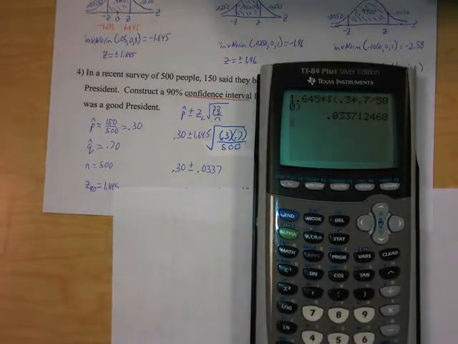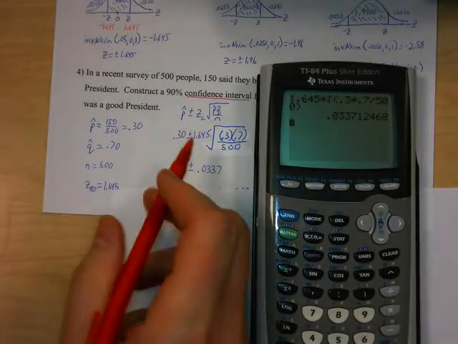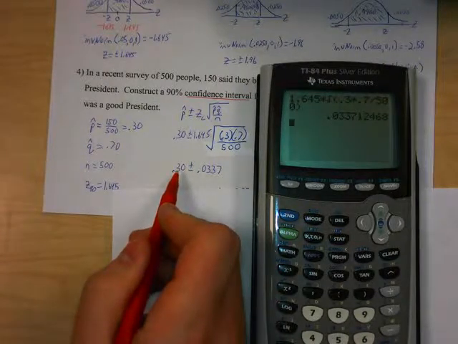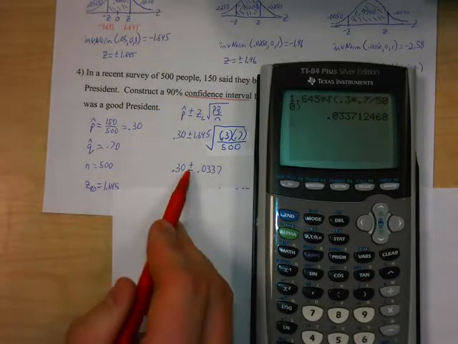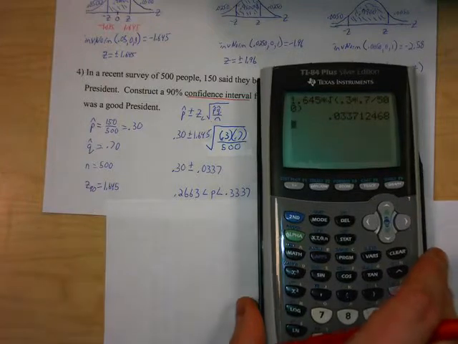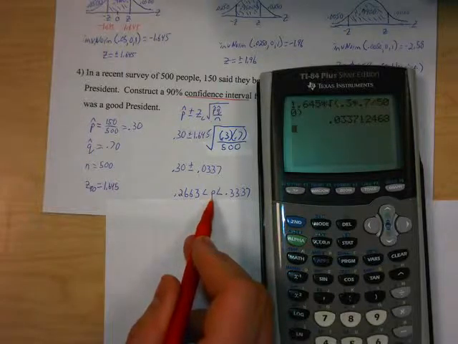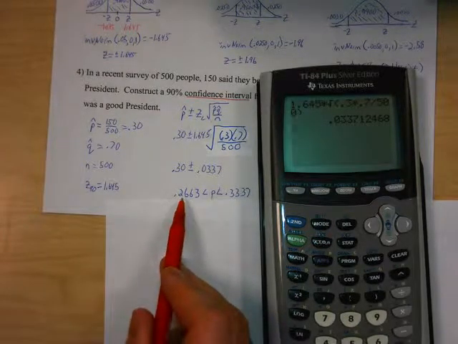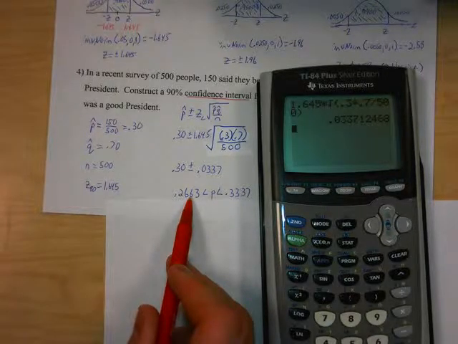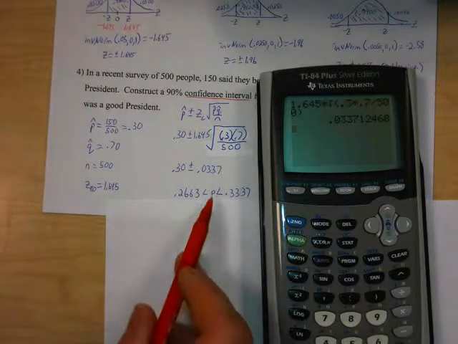Okay, so now to write our answers, there are two ways we're going to write our answer. What we're basically saying is if you add and subtract that margin of error from 0.30, we're 90% confident that that interval will contain the value of p, the true population percentage. So if you were to ask the entire population whether they thought Bush did a good job as president, we're 90% confident, based on this sample, that between almost 26.6% and 33.4% would say he did a good job as president. Okay, so that's one way to write the answer.